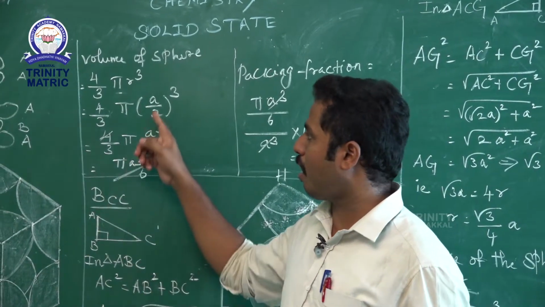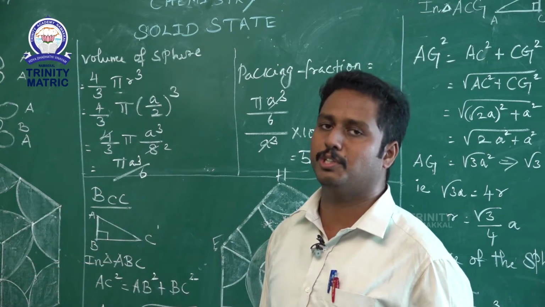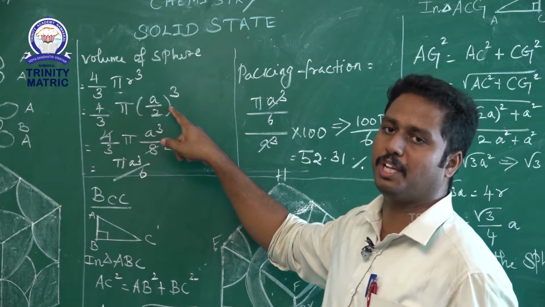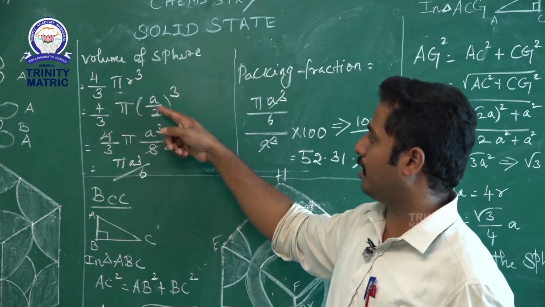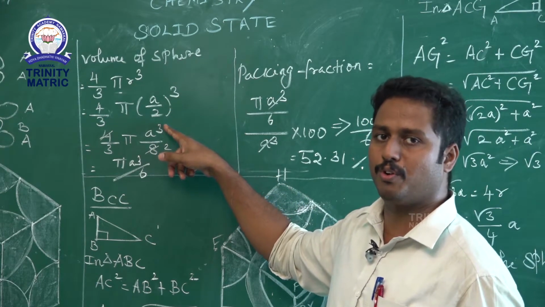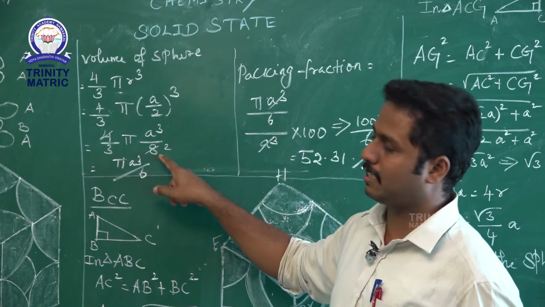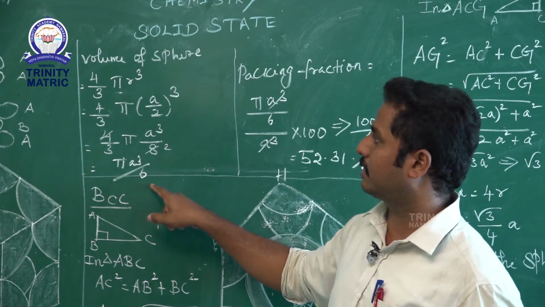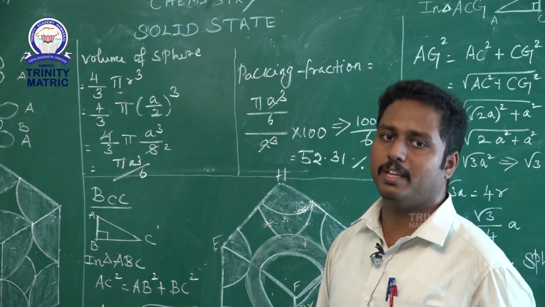Okay, instead of r, which means the radius, you can substitute the value. The value we found for r is a by 2. So in place of r you just substitute (a by 2) whole cube. Taking the cube, we get a cube over 2 cubed, that is 2 into 2 is 4, 4 into 2 is 8. So a cube by 8. Next, 4 and 8 cancel, giving 2 times. So the remaining is pi a cube by 6. So this is the volume of the sphere. Okay, volume of the sphere.